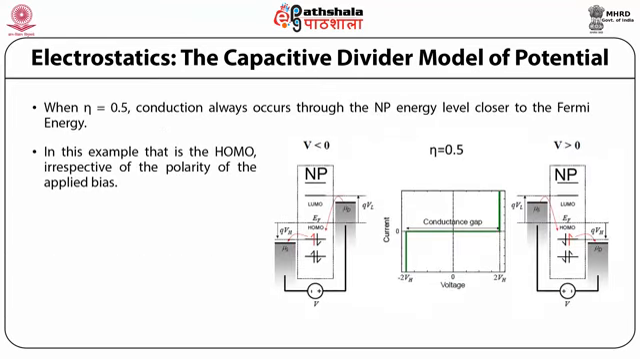Now consider the case if eta equals 0.5 as shown in this figure. Then irrespective of whether the bias is positive or negative, current always flows through the energy level closest to the Fermi energy, and the gap around the zero bias is more than the HOMO-LUMO gap. So here this is the HOMO irrespective of the applied bias.